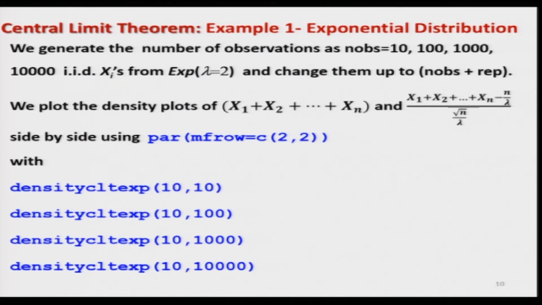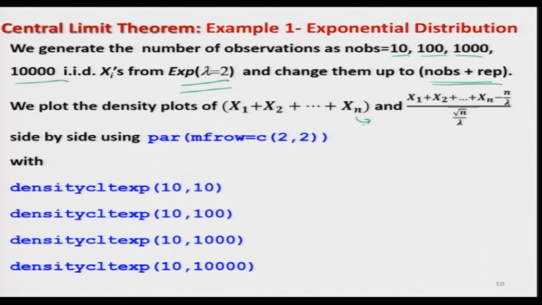Well, my basic objective is to convince you and show you how these things are happening. So, now we generate the number of observations as, say, 10, 100, 1000, 10,000 from the exponential distribution with lambda equal to 2. Then we change them up to n observations, plus rep. Rep means repetition. So, this n is going to be increasing.